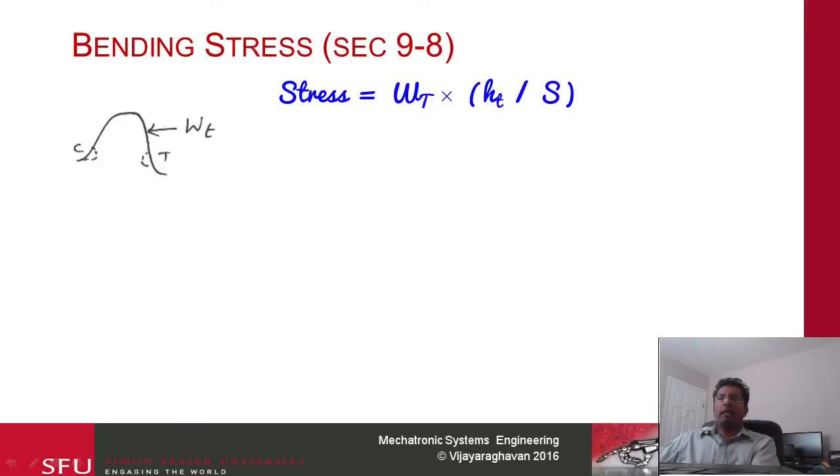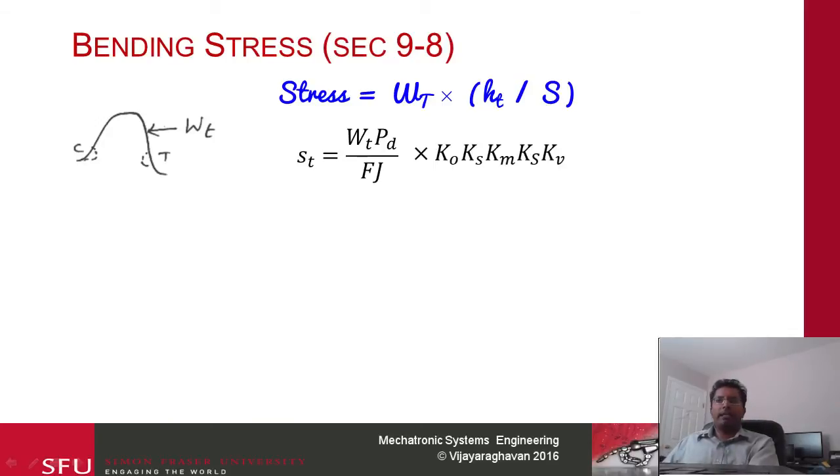Things get more complicated, and so we're going to write this in terms of the diametral pitch, which is a measure of the height, as well as the face width, and then we'll use a geometric factor. So the formula that's given in the book is St is Wt times Pd divided by F times J. So we're not done yet. This is the nominal value, but since this is empirical under ideal conditions, we multiply it by a slew of factors: Ko, Ks, Km, Ks, Kv.